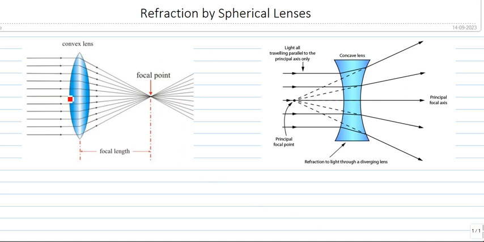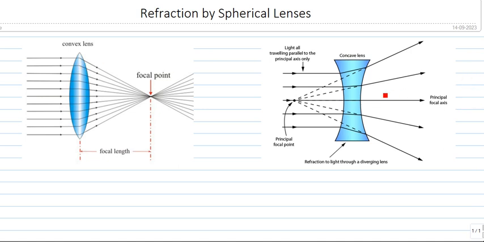So as you see, this first diagram represents the convex lens. This convex lens is thicker in the middle. The middle area of the convex lens is thicker and the edges are thinner. So this represents a convex lens. It has two spherical surfaces.